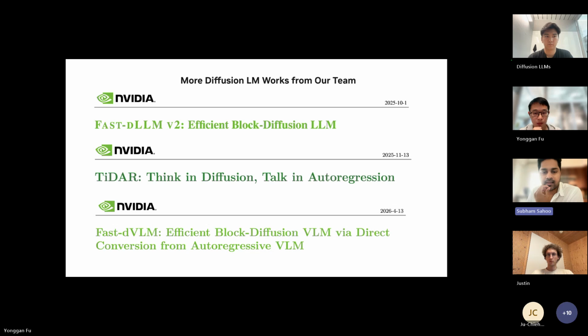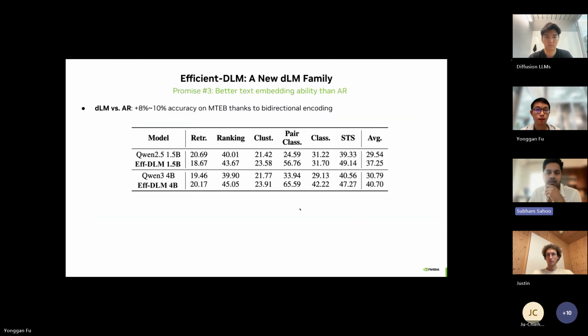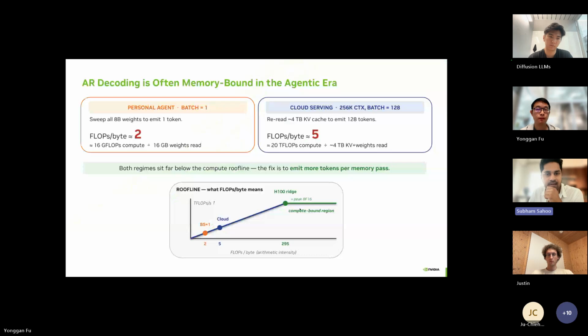to the very first slide that you had. It was on personal agents and cloud agents, right? Maybe second or third slide. Okay, so what is a personal agent?